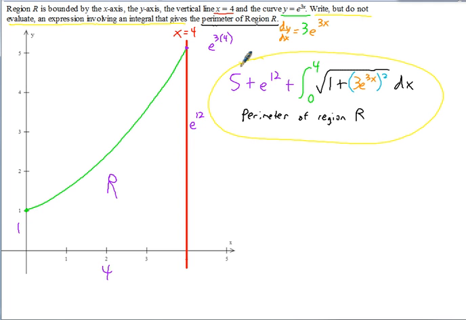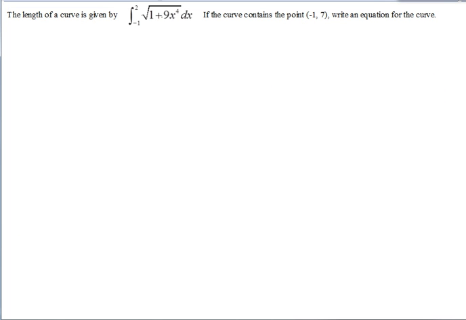All right, let's take a look at one more example, a little bit different here. This one says the length of the curve is given by this definite integral here. And if the curve contains the point -1, 7, write an equation for the curve. So it's kind of working in reverse. We're given the length of the curve formula, and we're trying to find what an equation for the curve could be. So the way to start this out is think, well, we're going from -2 to 1, square this. So the equation for the curve could start with right here.